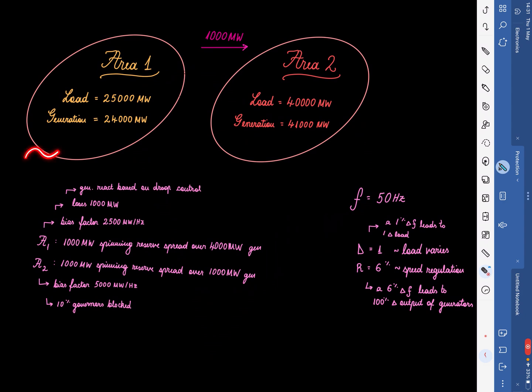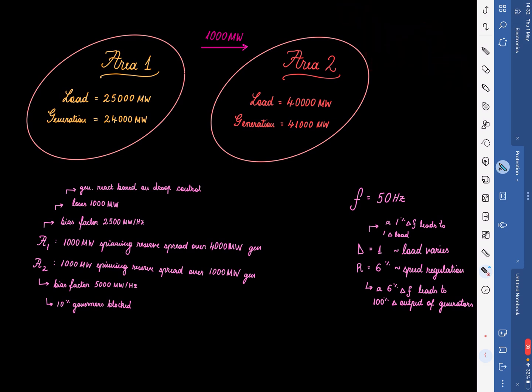We have two interconnected areas, and area 1 is losing 1000 megawatts of load. So when you have a change in power, you'll also have a change in frequency. So your generators are going to react based on droop control. Droop control is basically the gradient that tells you how much power your system needs to generate to make up for your change in frequency to keep the system stable.